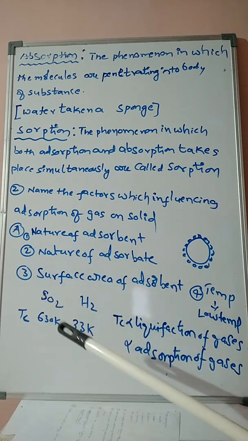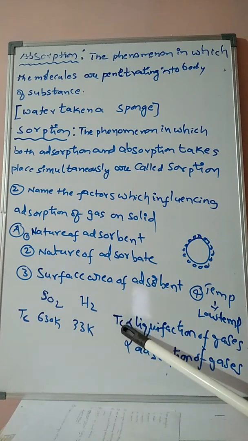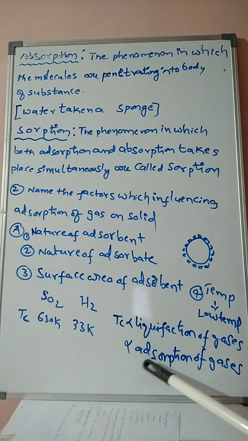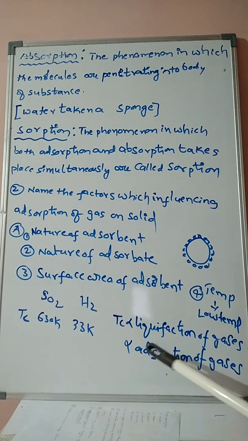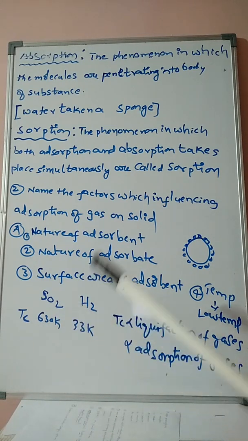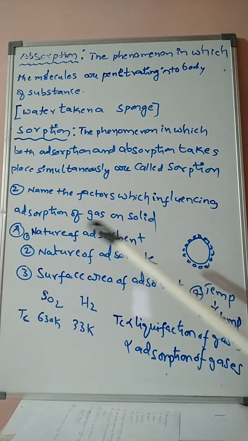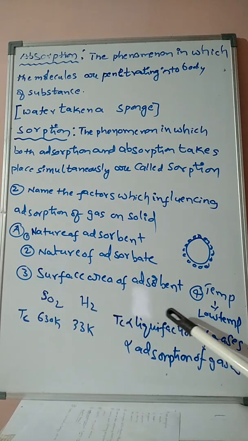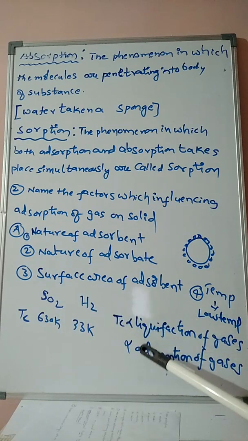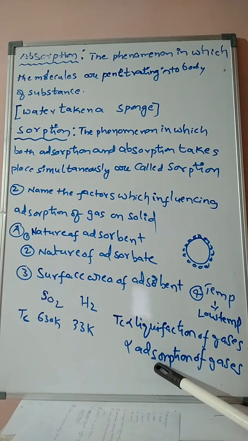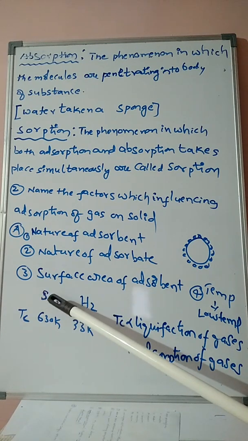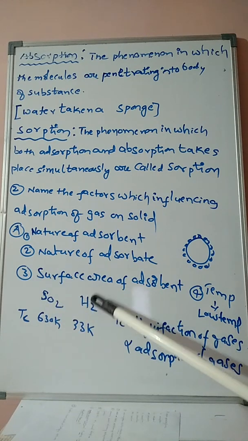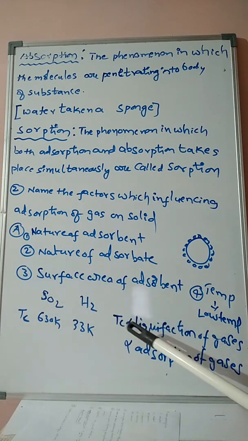Sulfur dioxide is more adsorbed, student, because as the critical temperature increases, liquefaction of the gas increases. As liquefaction of the gas increases, adsorption of the gases on the surface of the adsorbent increases. Nature of adsorbate: the gases which have the highest critical temperature are easily liquefiable gases, which are easily adsorbed on the surface of the solid or adsorbent. Sulfur dioxide has a higher critical temperature, so it is easily adsorbed. Hydrogen has a lower critical temperature, so it does not easily adsorb.